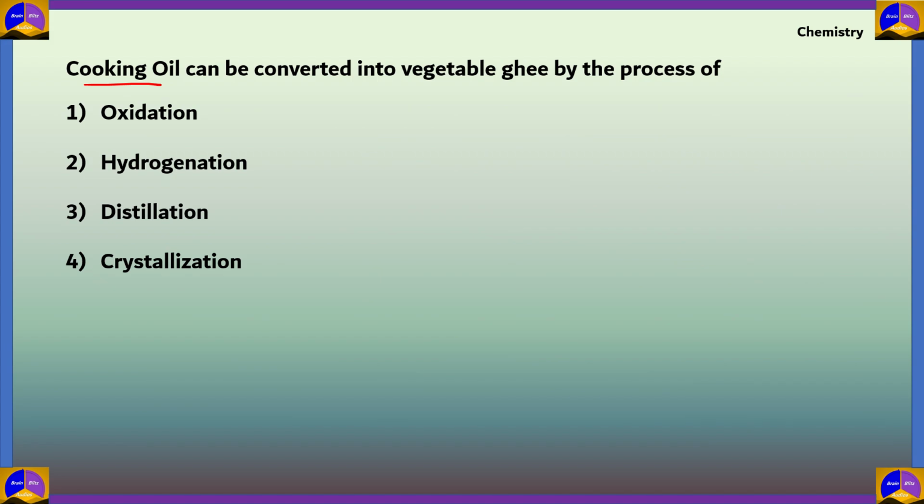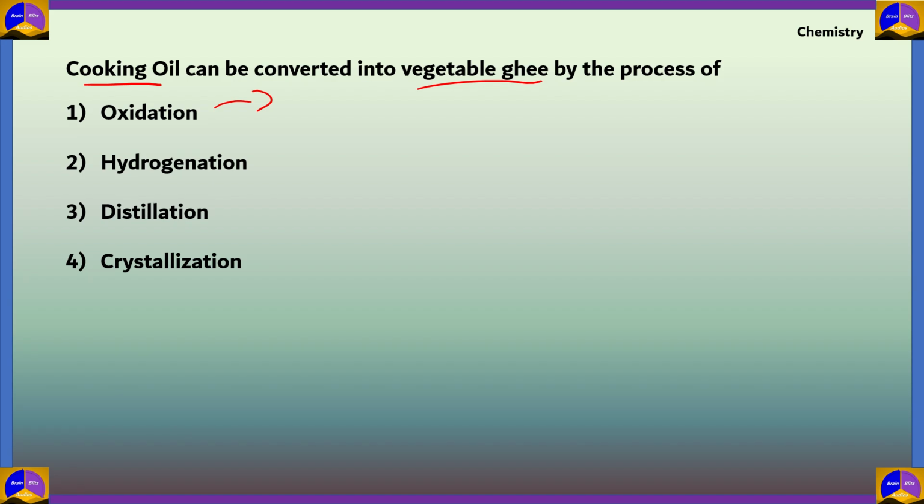Cooking oil can be converted into vegetable ghee by the process of 1. Oxidation, 2. Hydrogenation, 3. Distillation, and option 4. Crystallization. Now, let's look at each of the options. Now, option 1, oxidation. Now, this happens when it is exposed to heat, light, oxygen.